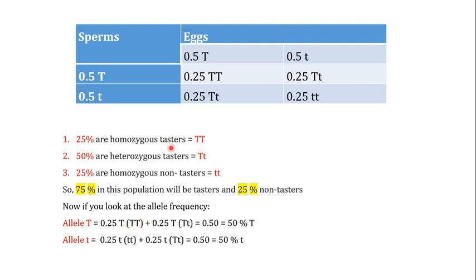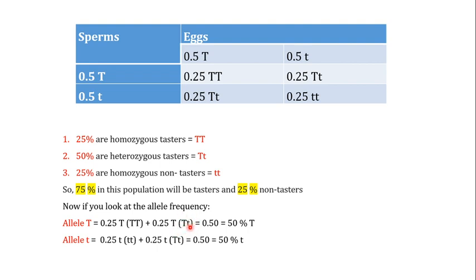If you talk about this one, the 50% heterozygous tasters, they are having the capital T allele as well as the small t allele. So if the capital T and the small t represent 50% of the population, that means if you are making sperms, 25% will be having the capital T allele and 25% will be having the small t allele. So here it is 50%, but when you focus on a single allele, 25% capital T allele will come from this particular heterozygous population.